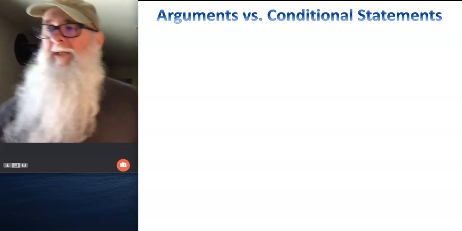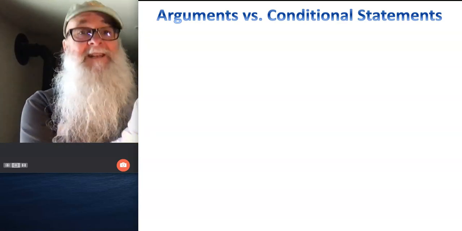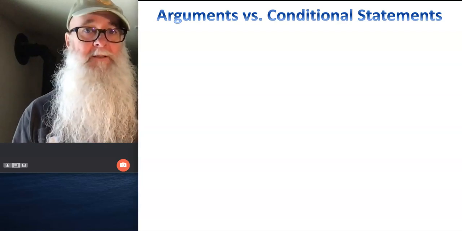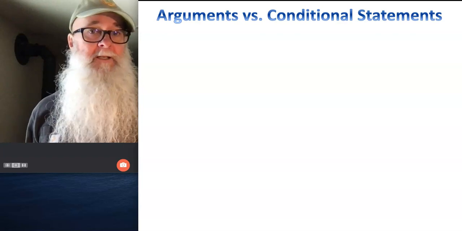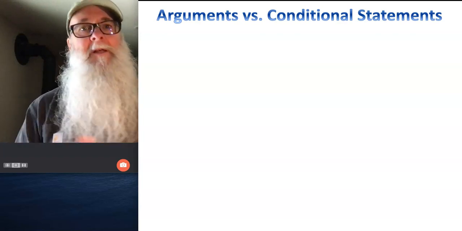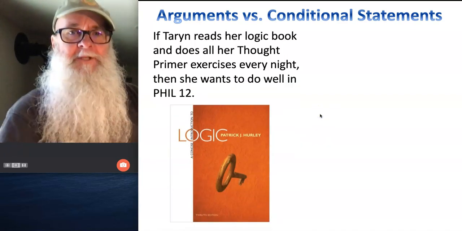What a conditional statement does is it says if a particular set of conditions exists, then there will be another set of conditions that will also exist. But a conditional statement doesn't assert that either of those conditions actually exist, just that if one does, then the other will as well. So here's a typical conditional statement.